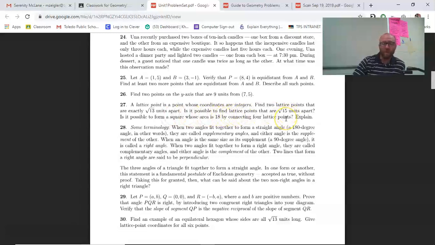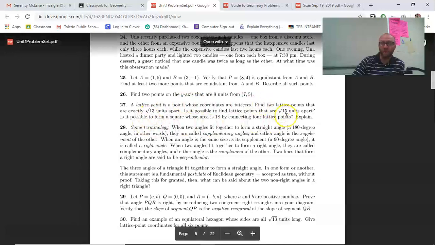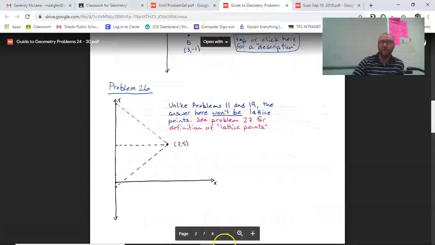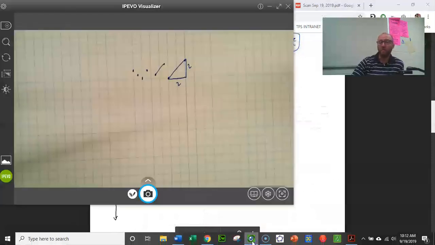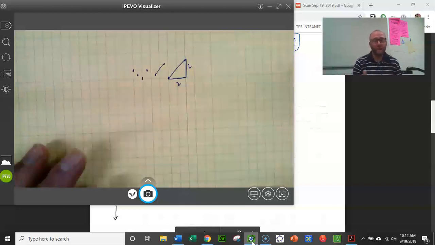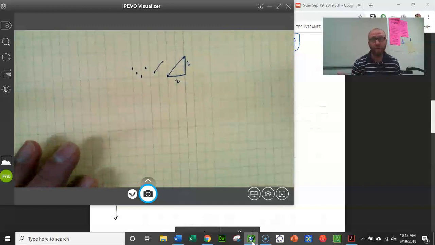And then is it possible to form a square whose area is 18? So, starting with square root of 13 and then looking at square root of 15, I'm going to ask you to find 2 points that are that far apart. And when I say find, you're going to have to look for it. You're just going to have to poke around and see if you can find it. And here's how I would recommend that you go about it.